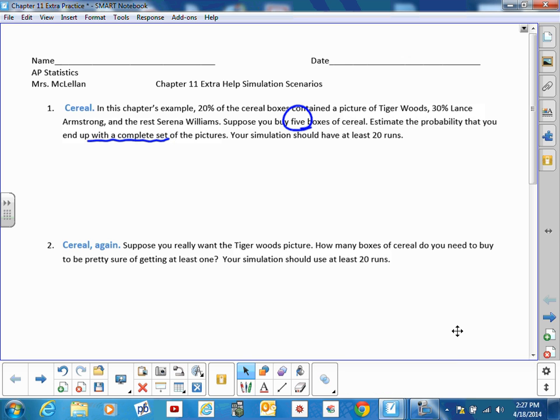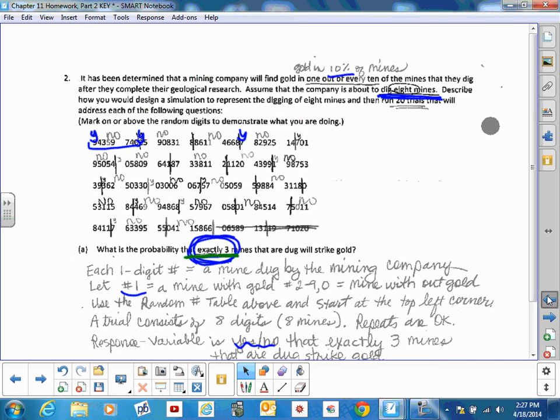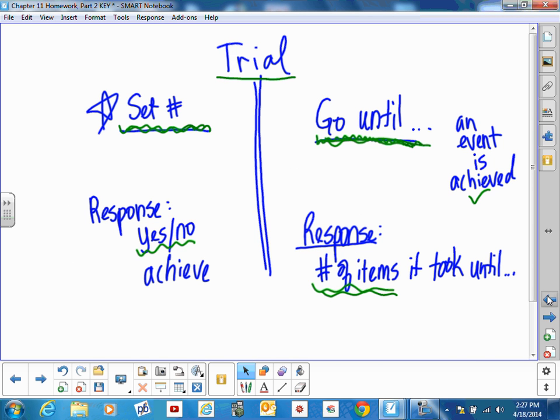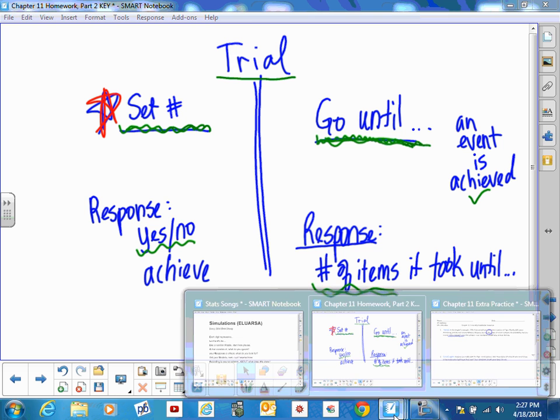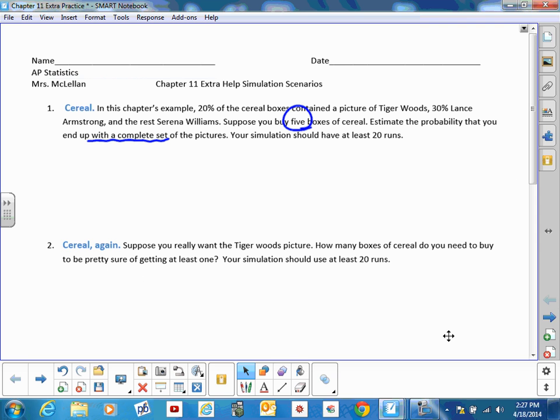So, which one of these 2 situations is this problem like? A set number in the trial, or you go until? Set. It is a set number. You have a set number of 5 boxes. Good. So when you do your set number of 5 boxes, at the end of marking off those 5, what is your response going to be? Yes or no to if you got a complete set of pictures. Okay, good.